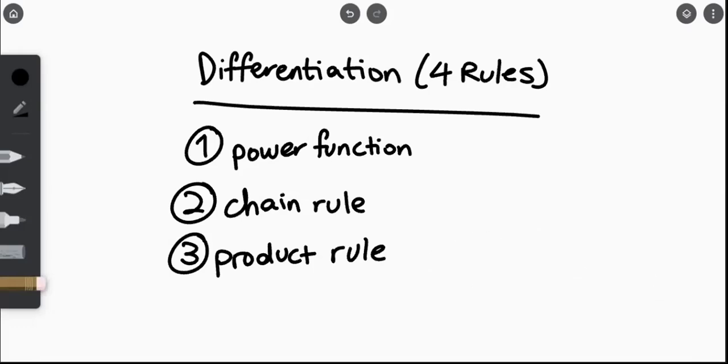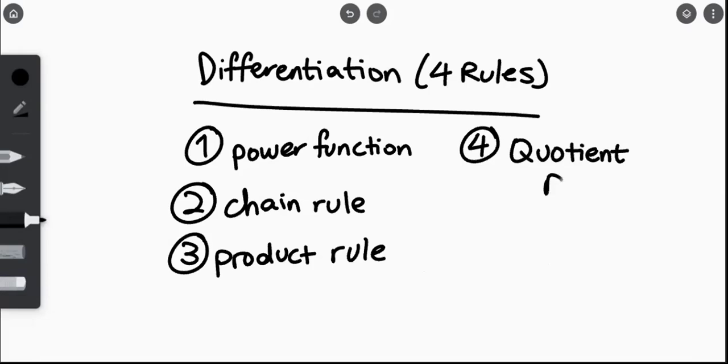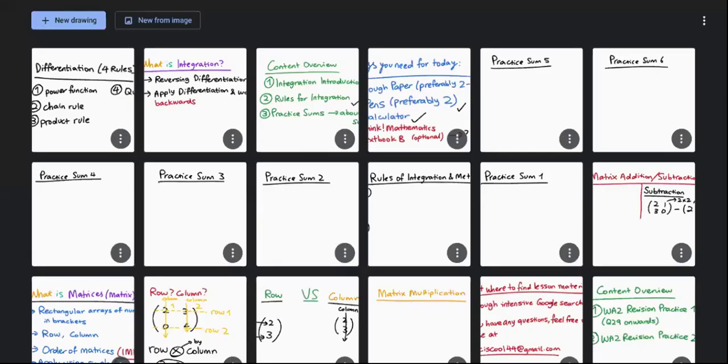And the last rule, which is arguably one of the easier ones for me, is your quotient rule. What is quotient rule? Quotient rule is when you take a function divided by a function. The change of a quotient divided by the dividend of the differentiation. Okay, so let's go back to the rules.